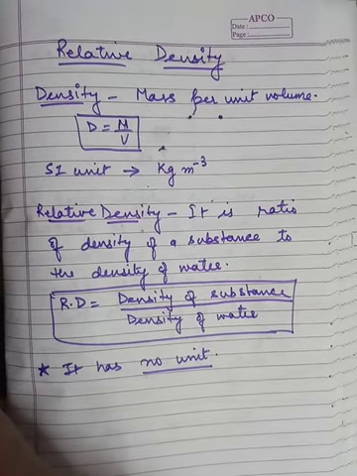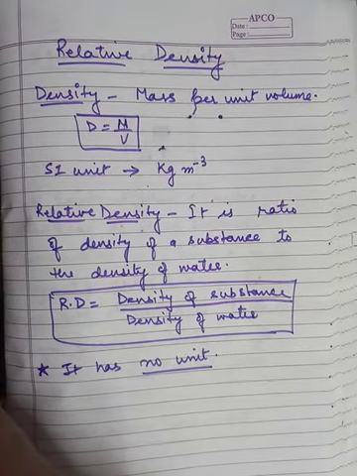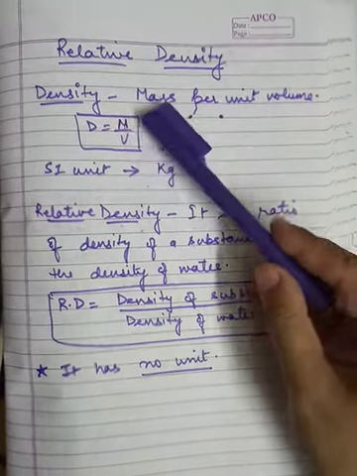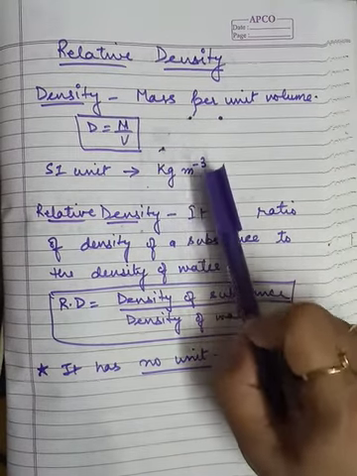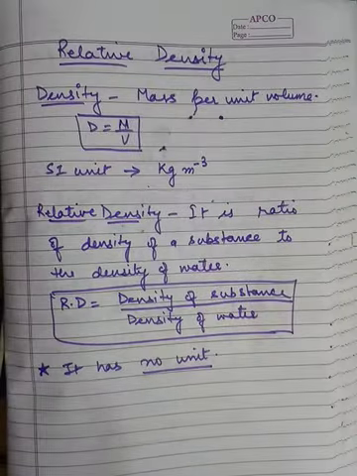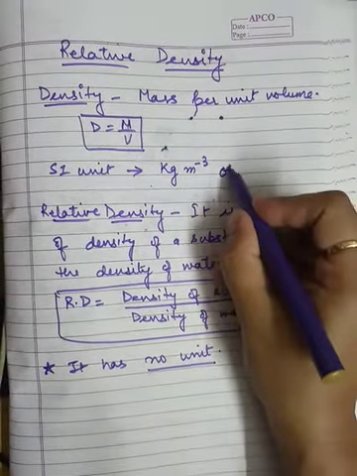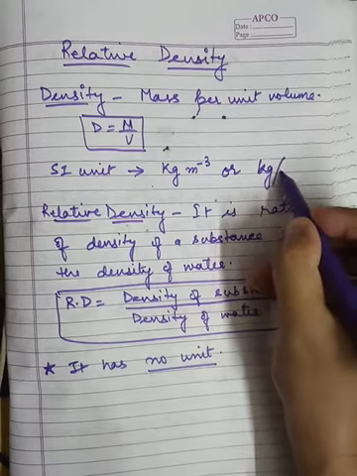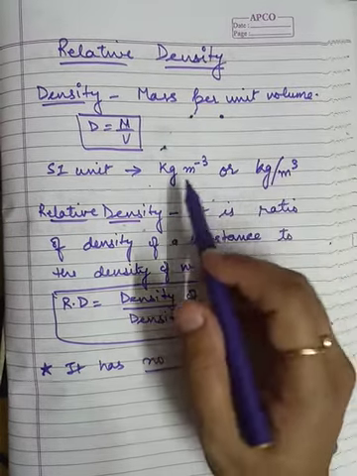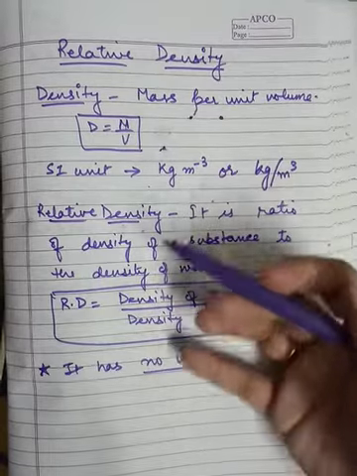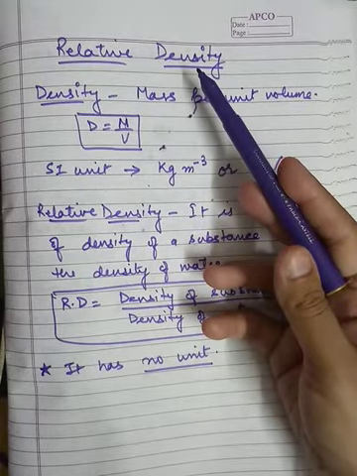So the SI unit becomes the SI unit of mass, that is kg, and the volume SI unit is meter cube, so it is per meter cube. It can be written in another manner also, that is kg per meter cube. In this way also we can write that, both are correct. So next concept is of relative density.